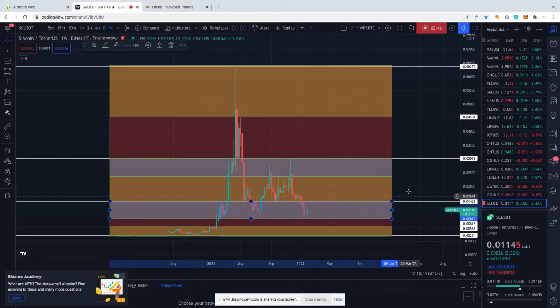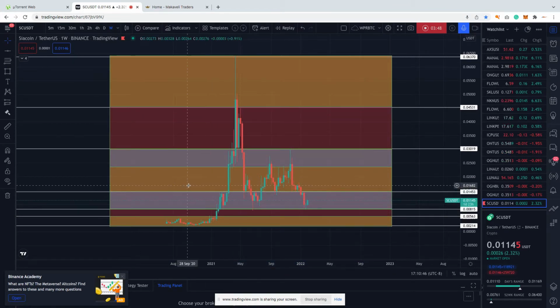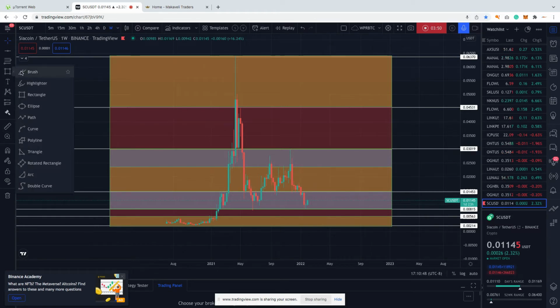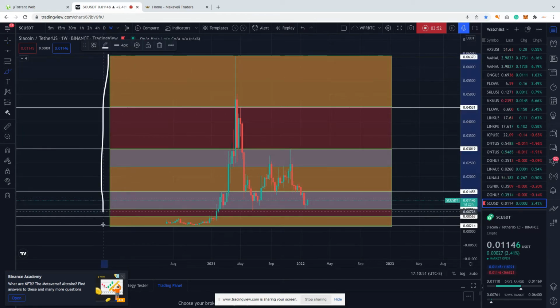So we have two boxes now. We have the big box, the first one that I drew. This is this one, of which this is the demand area, and this is the supply area. And then I also have yet another one, this last box that I drew, of which this is the demand area and this is the supply area. Very interesting, take note of that.